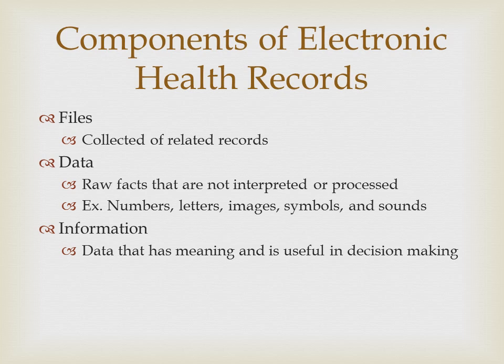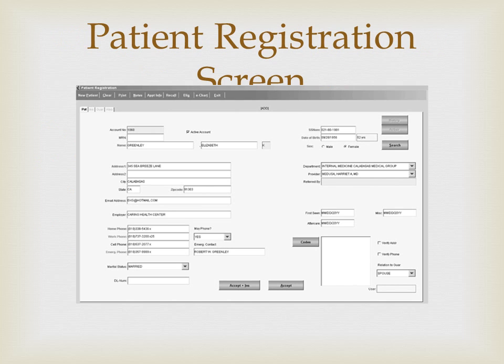So you start out with characters. Characters turn into fields. Fields turn into records. Records then turn into files. Your files now turn into data. And data is what gives us the information, because now that data has meaning and it helps physicians and healthcare professionals make some sort of decision on that patient's health record.